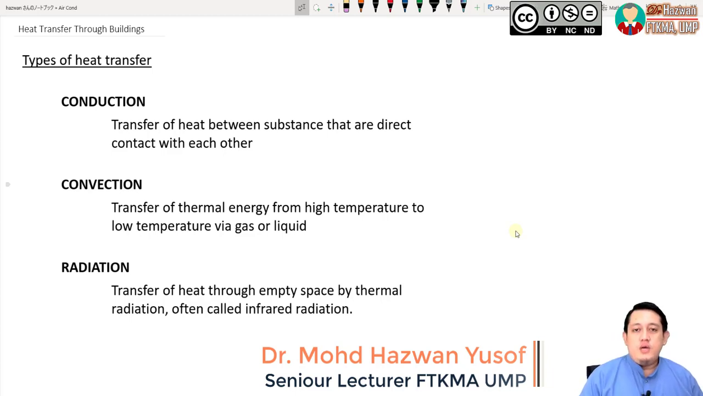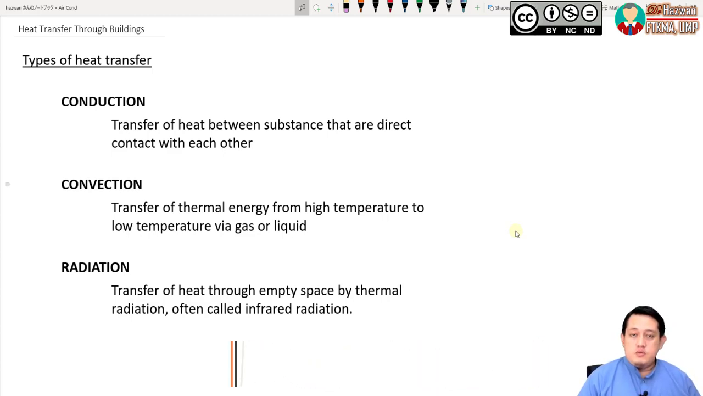Today we are going to talk about a new topic, which is heat transfer through buildings. In this chapter we are going to look at one part only, which is one dimensional. We are going to look at one dimensional only.